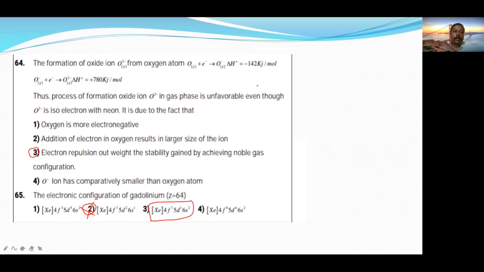Okay. Here is the formation of the oxide ion, a very important and easy question. You can see delta H is negative for the first step, which means energy is liberated. The first electron is welcomed, but the second electron is repelled. The question is why it is still formed even though it is unfavorable. Even though it forms O2 negative, why? Because of stability by attaining the noble gas configuration. It is very difficult for oxygen, but still it is doing it.